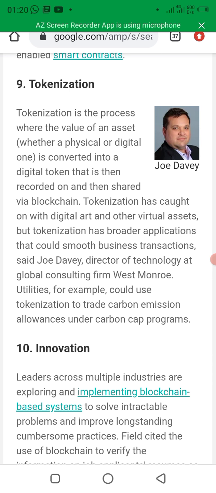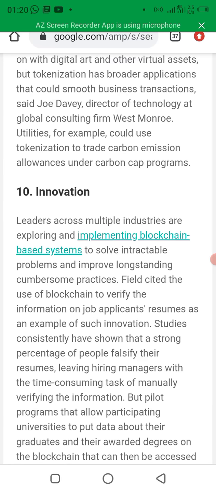All right, so tokenization is a major benefit of the blockchain technology. It's very key, very, very key. When we get to NFTs later, the non-fungible token, you will understand better how tokenization is so important to us.